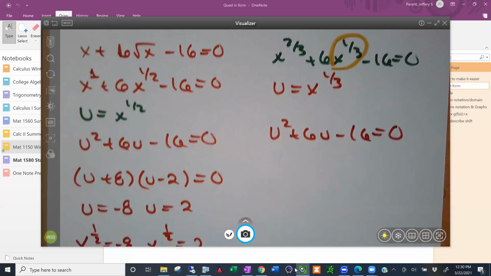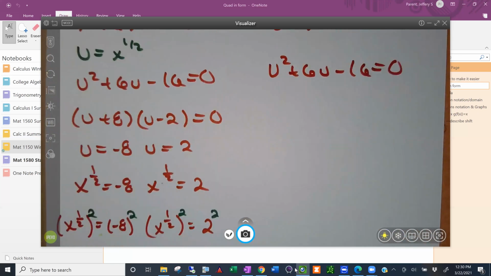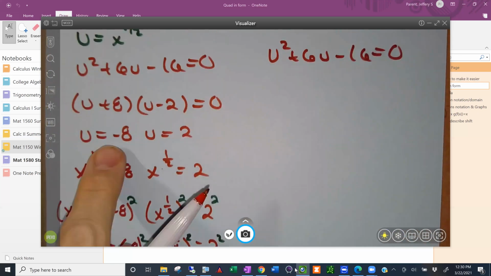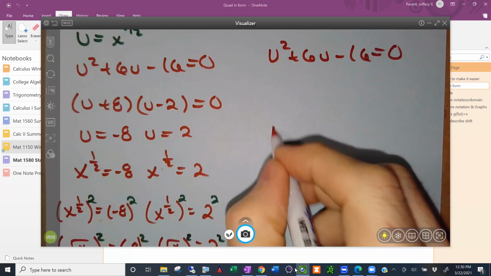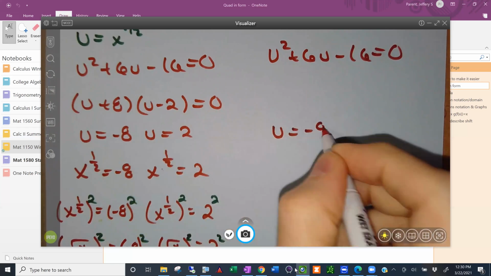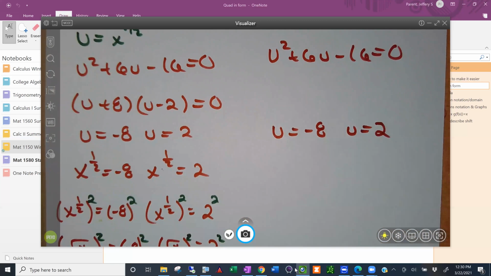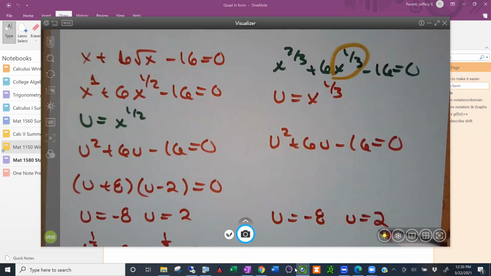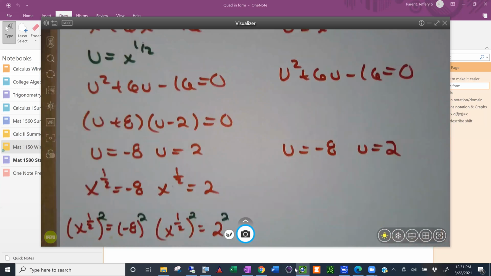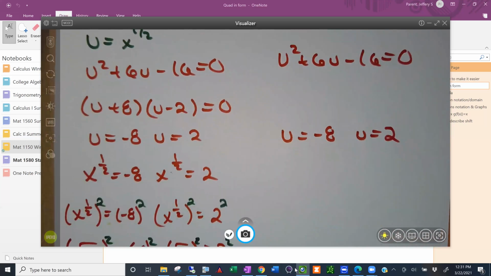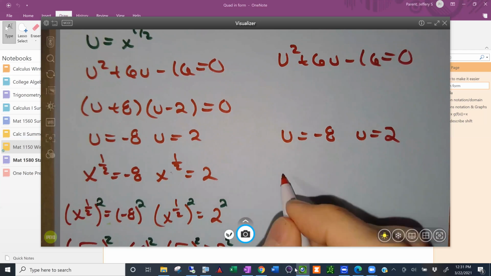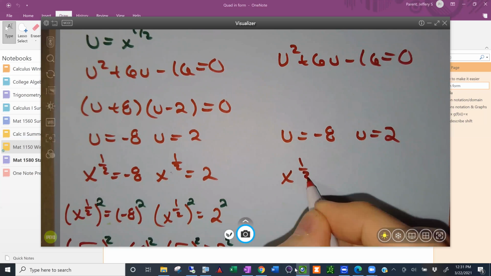Do I need to solve that all the way through again? Or can I just say, oh, let's jump to the happy ending, and I know that it's going to be u equals -8 and u equals 2. In fact, you could just jump from here down to here. That'd be fine. Because it's the same equation, it has the same solutions. What's different is that when I get down to this part, u is taking the place of x to the 1/3.